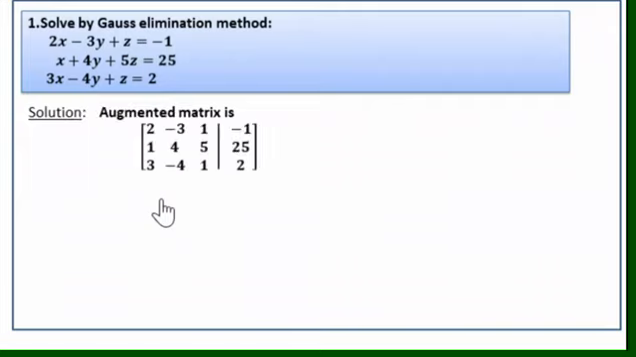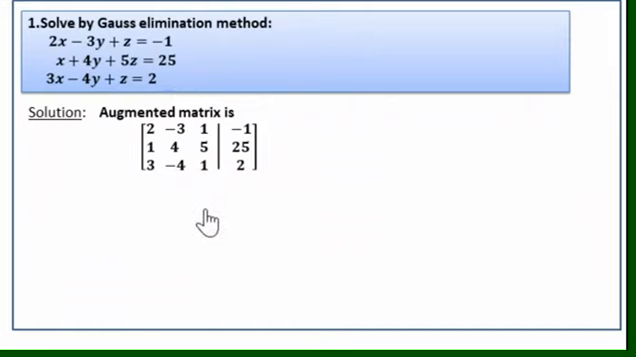So the augmented matrix is first row 2, minus 3, 1, minus 1. Then second row 1, 4, 5, 25. Third row 3, minus 4, 1 and 2. Next we convert this coefficient matrix into an upper triangular matrix. For that we need to make these two elements 0. In the first step we make these two elements 0. In the second step we make this element 0, so that it becomes an upper triangular matrix.